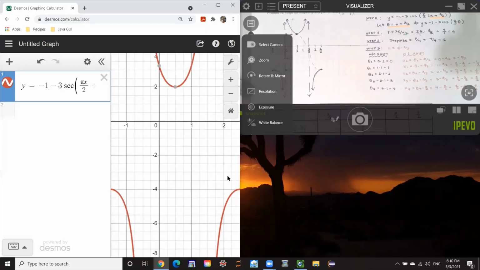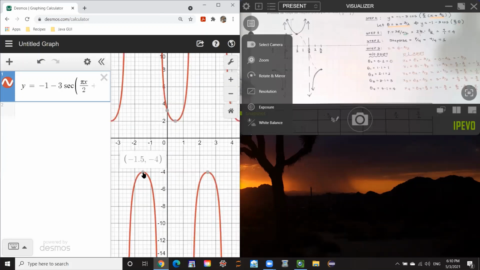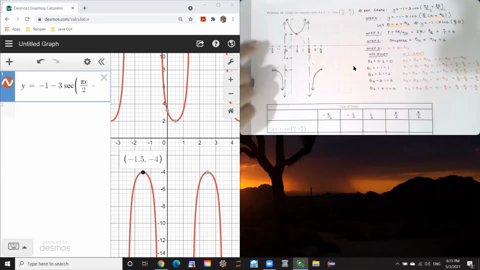Right, so let's look at that comparison. I'm going to zoom out just a little bit. We have a vertex at negative 1.5 comma negative 4. Negative 1.5 is the same thing as this negative 3 over 2, because 3 divided by 2 is 1.5. So negative 1.5 comma negative 4 is correct there.